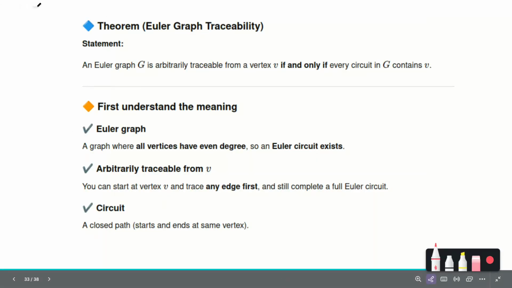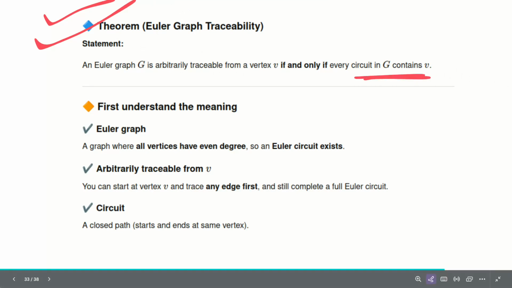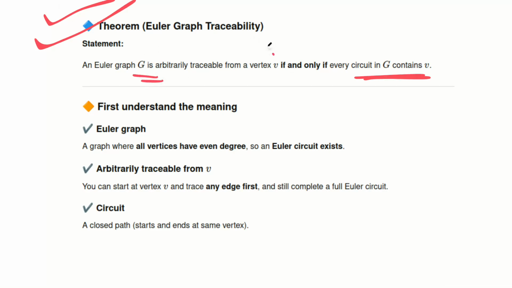Now we have an important theorem to prove: a graph G is arbitrary traceable from V if and only if every circuit in G contains V. So if there is an Euler graph G, and I'm saying that this Euler graph G is arbitrary traceable from V, then only if every circuit present in G contains V can I say that. If I draw a lot of circuits for this graph G, each of these circuits must contain V. We know that, but how can we prove that?